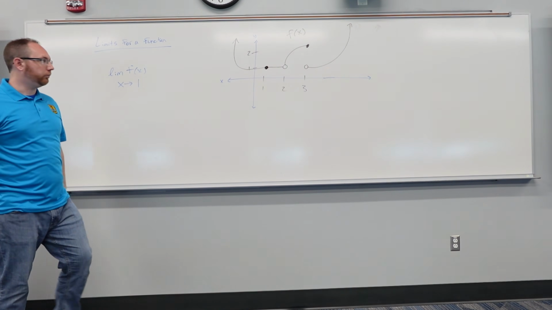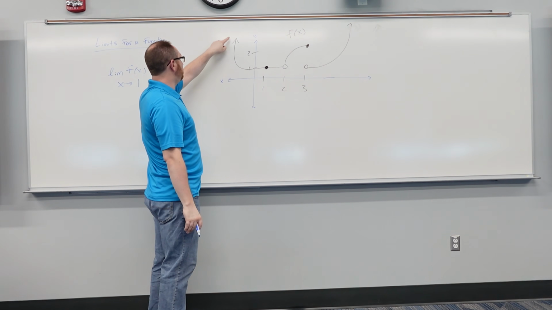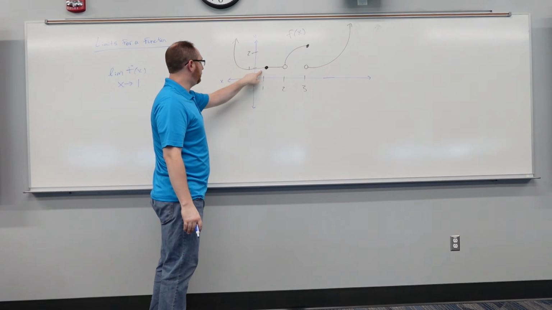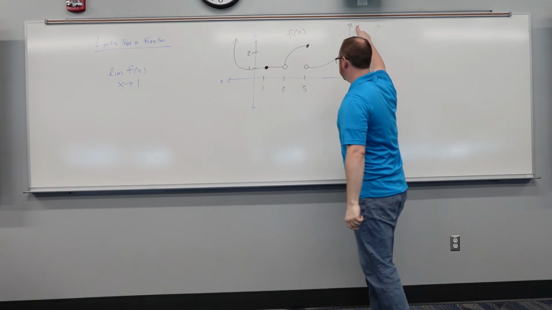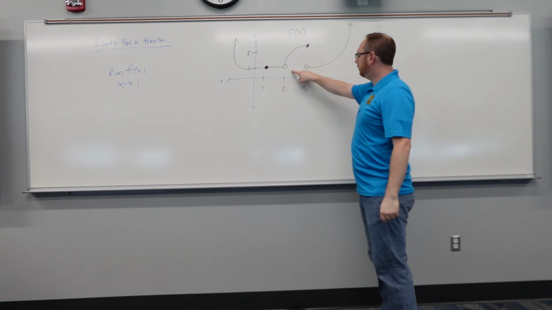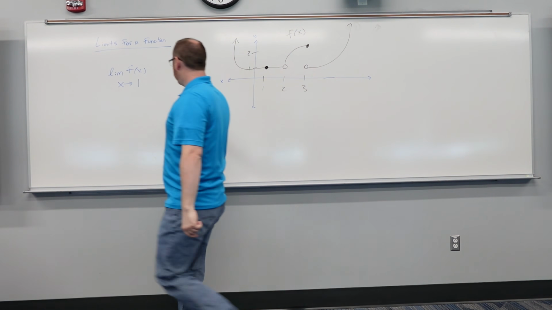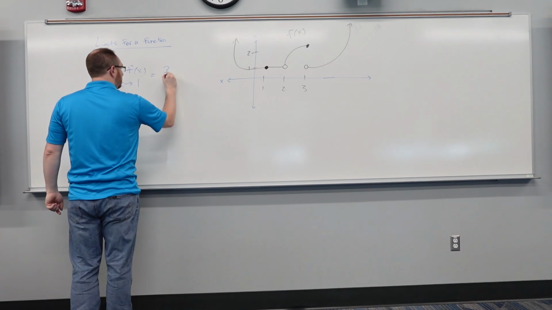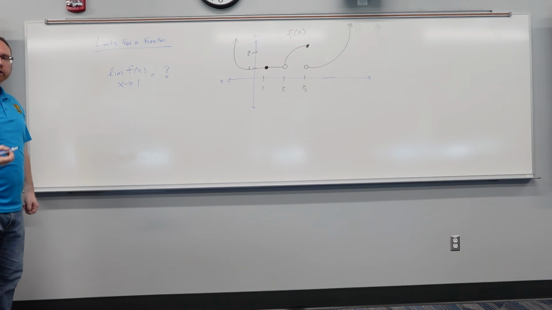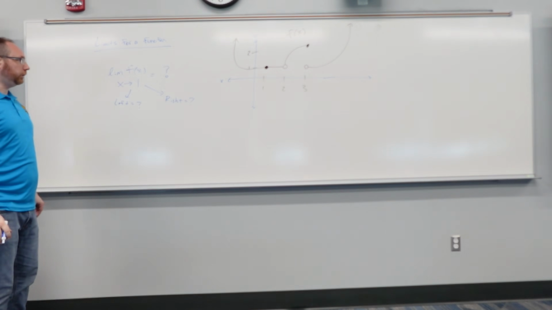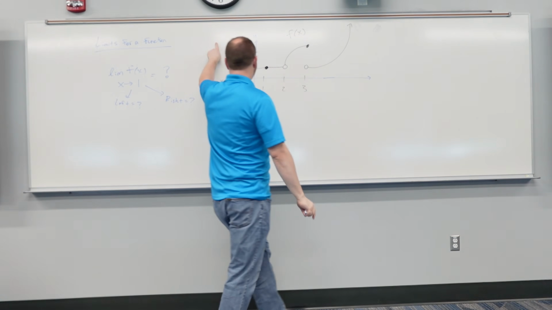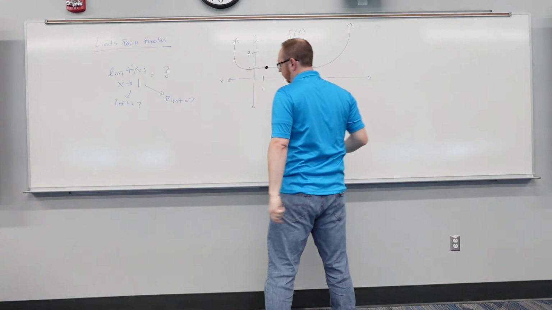The only problem we have is we can approach this from the left side, coming down and over, or we can approach it from the right side. We come down, back up, down, over. So if we want to figure this out, we first need to figure out what's the left limit and what's the right limit. Because we can approach from two different ways, we need to see what happens when we approach from the left, and what happens when we approach from the right.